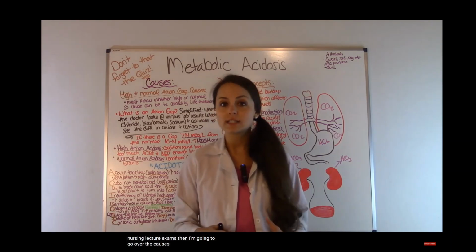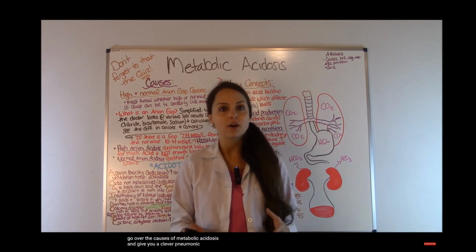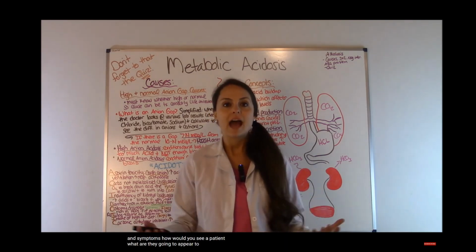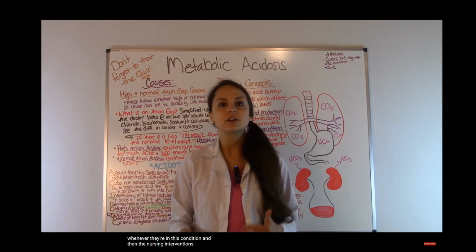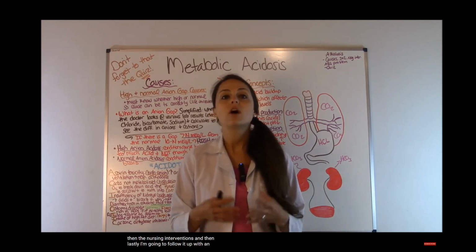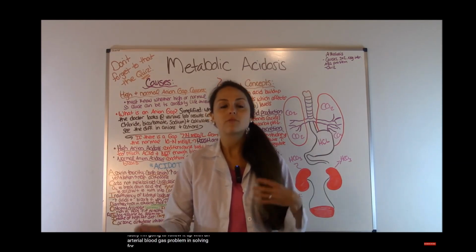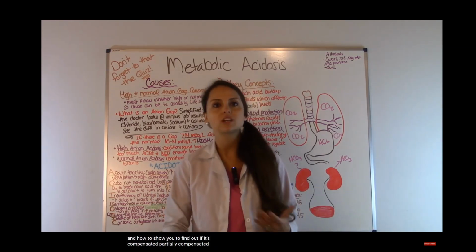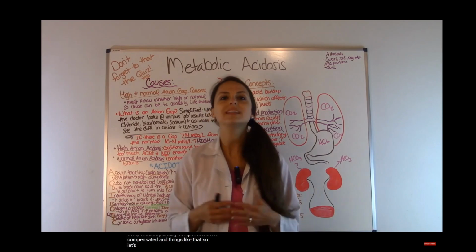Then I'm going to go over the causes of metabolic acidosis and give you a clever mnemonic on how to remember those causes, then the signs and symptoms. How would you see a patient? What are they going to appear to have whenever they're in this condition? And then the nursing interventions. And then lastly, I'm going to follow it up with an arterial blood gas problem, solving for a patient who has metabolic acidosis, and show you how to find out if it's compensated, partially compensated, not compensated, and things like that. So let's get started.